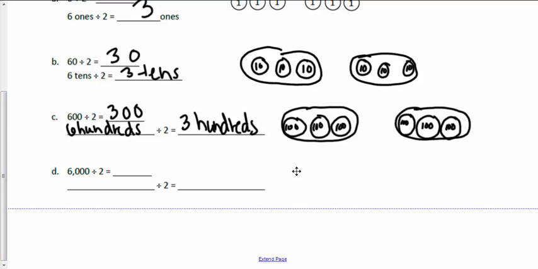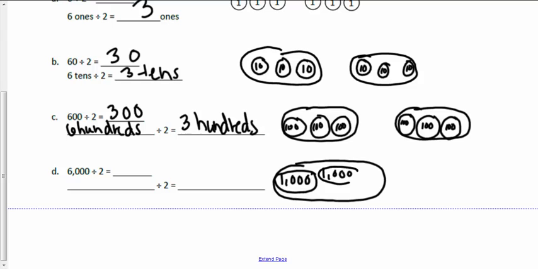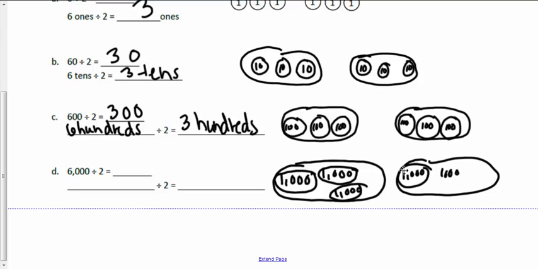So we're going to take 6 thousands and we're going to put them into 2 groups. I'm going to make this circle a little bit bigger because I have to write thousands. So I've got 1,000, 2 thousands, 3 thousands, and then in this group, same exact thing. 1,000, 2,000, and 3,000. So I took 6 thousands, put them into 2 groups. So 6,000 divided by 2 equals 3,000. So 6 thousands divided by 2 equals 3 thousands.